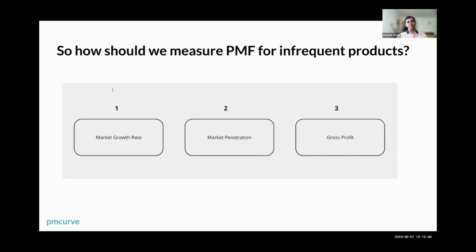Is there a way to measure PMF before going to market? Before going to market, the problem discovery and problem validation are the ways, but a lot of the time, even if you are the best user researcher in the world, people will say and behave differently, right?